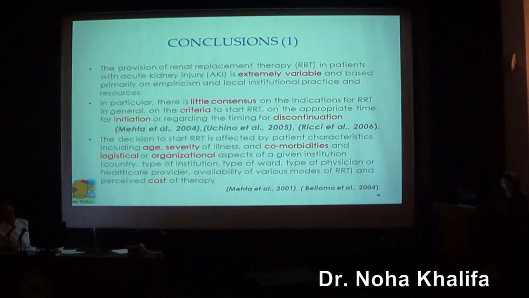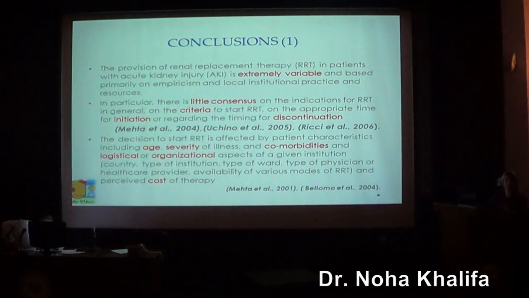So what are the conclusions? That renal replacement therapy is extremely variable in many modalities. Among all these modalities, there is little consensus on the criteria of when to start, what to use, when to stop, and the intensity. So how are we going to assess and how are we going to decide? It depends on the patient, the age, the severity, the comorbidities, the logistics. What does that mean? It means the organization itself. Do you have the facilities? Do you have the machine?